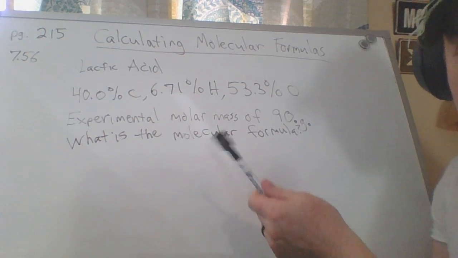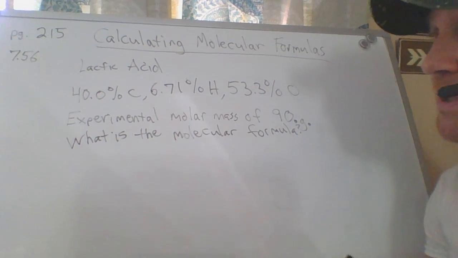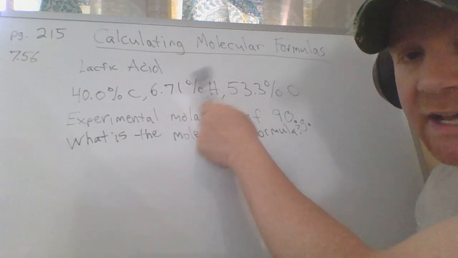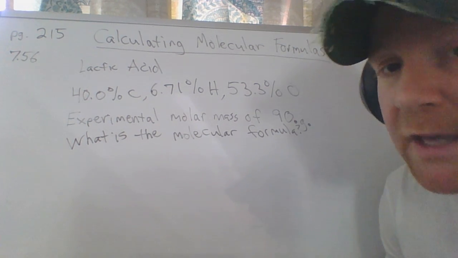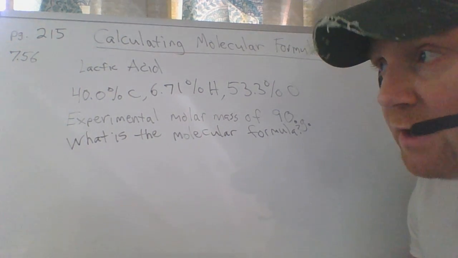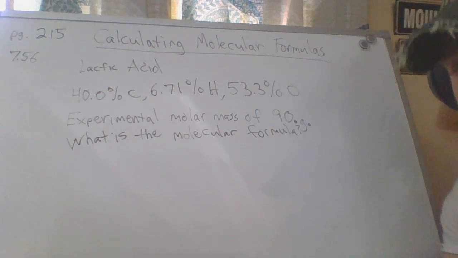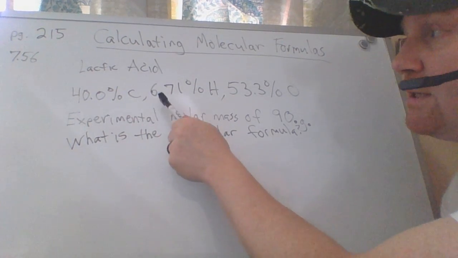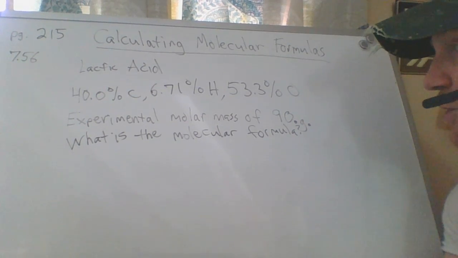If you notice, I put in the top left corner, I'm on page 215 in the textbook, question 7.56. The question, I sort of condensed it a little bit, but it talks about lactic acid. It's an actual chemical. That's the burn that you feel when you exercise. It's an acid that builds up in your muscles when they're not getting enough oxygen quickly enough. And it talks about the composition of lactic acid, just like an empirical formula problem: 40.0% carbon, 6.71% hydrogen, and 53.3% oxygen.